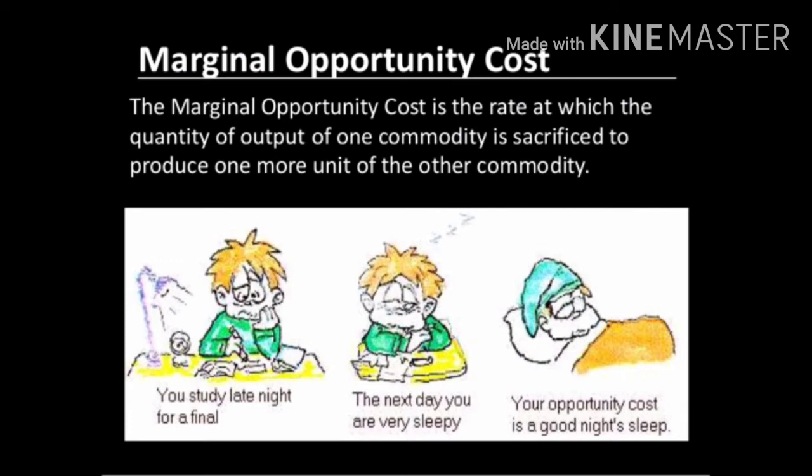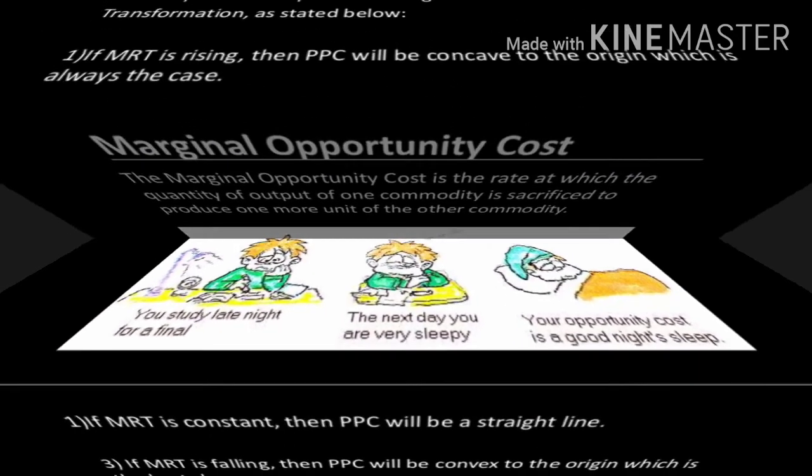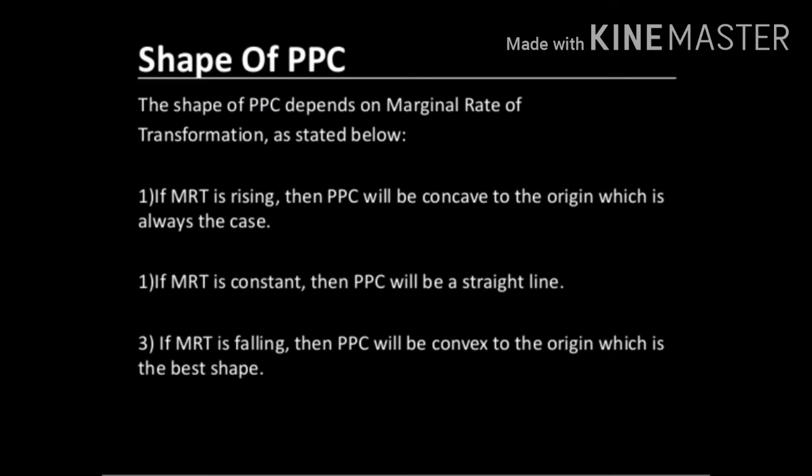Look at this picture, it will explain the opportunity cost. See, you study late night for a final exam. The next day, you are very sleepy. Your opportunity cost is a good night's sleep. Since you have sacrificed your sleep, the next day you feel sleepy, but you have to sacrifice your sleep to score well. So that is the opportunity cost. If you sacrifice your night's sleep, you can score well. This is the meaning of opportunity cost. We have to sacrifice one to gain the other.